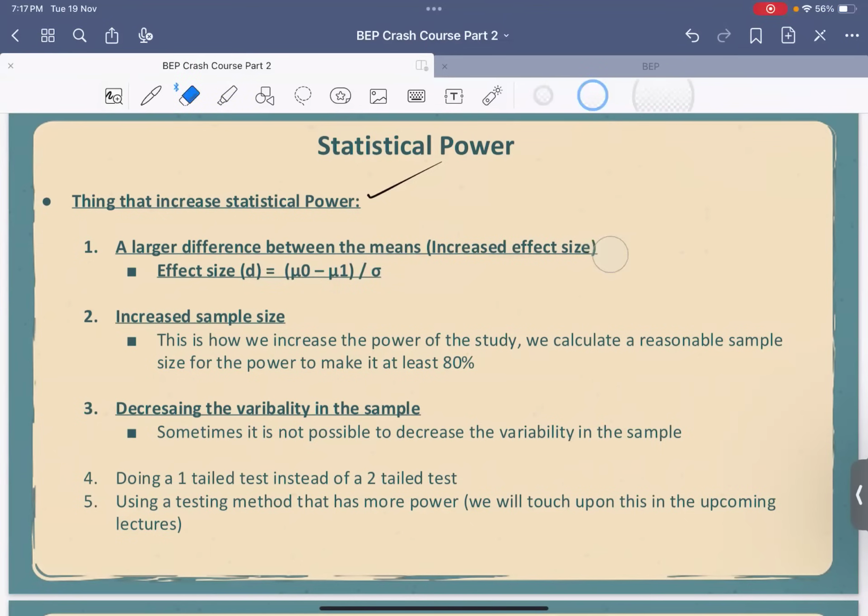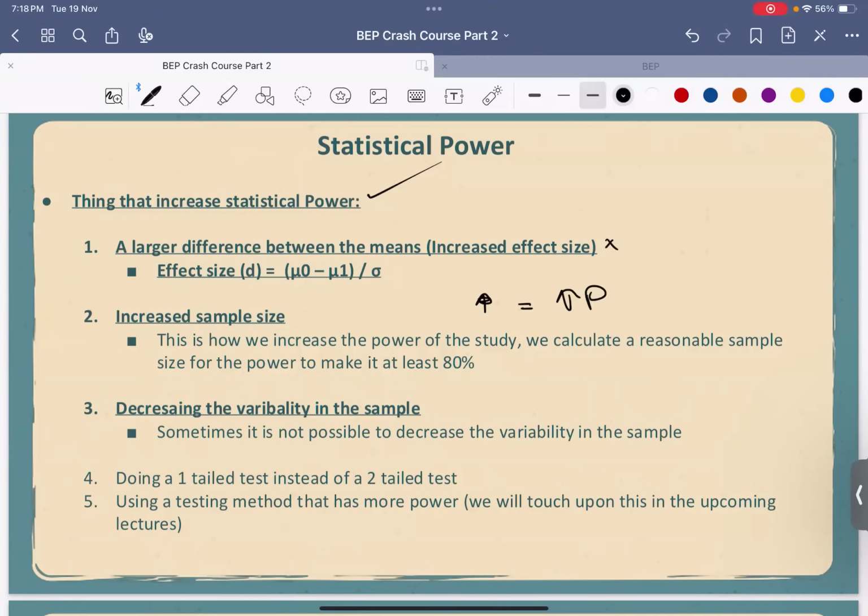Now, this is something we can't control. We can't control if there's an actual big difference between the two populations. That's what we're trying to test. So we can't control this, but it's good for us. It will increase the power. The other thing that we can control is the sample size. If we increase the sample size, you're increasing the power of the study. Increasing sample size basically makes everything better. It makes the confidence interval more precise, it makes the distribution narrower, it does many things, and it also increases the statistical power of the study.